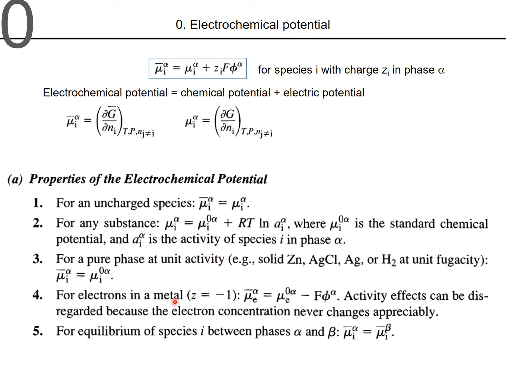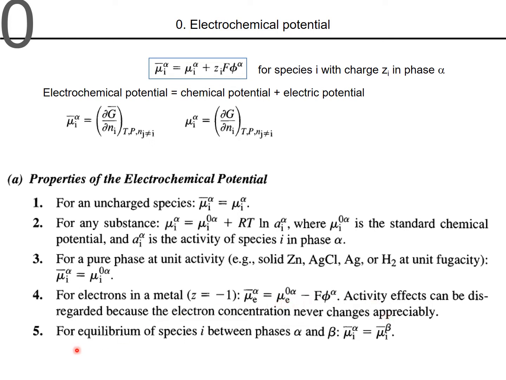For electrons in a matter, of course, the charge is -1. Then the electrochemical potential is equal to the standard chemical potential, plus, since the electron activity is 1, you can neglect the activity term, minus F phi, the electric potential, because z is equal to -1. The activity effect can be disregarded because the electron concentration never changes appreciably. So it means activity is equal to 1.